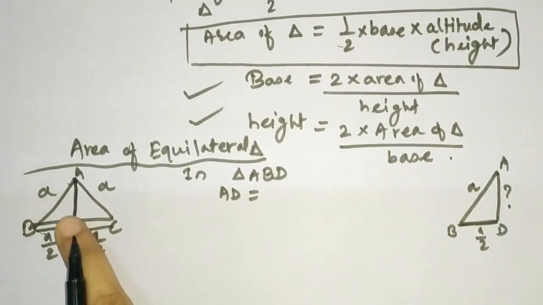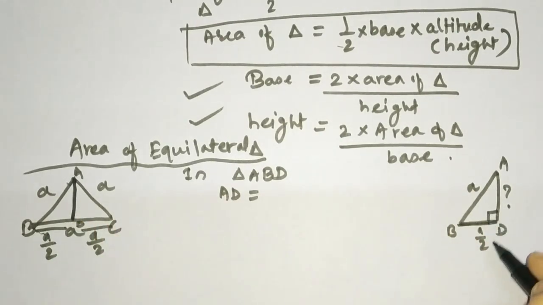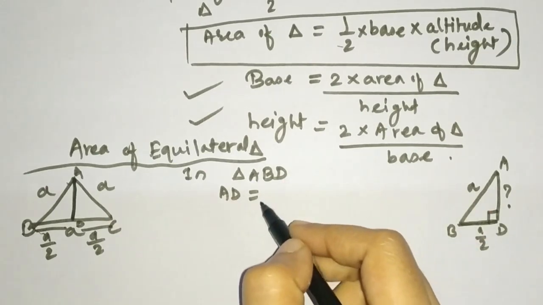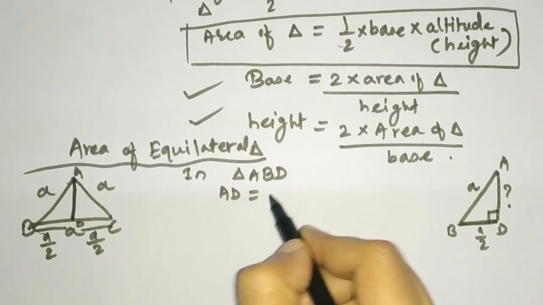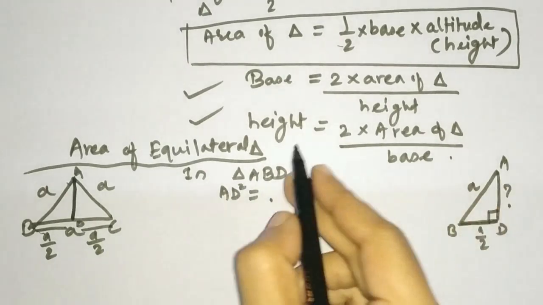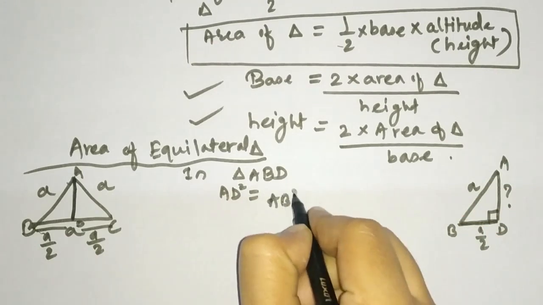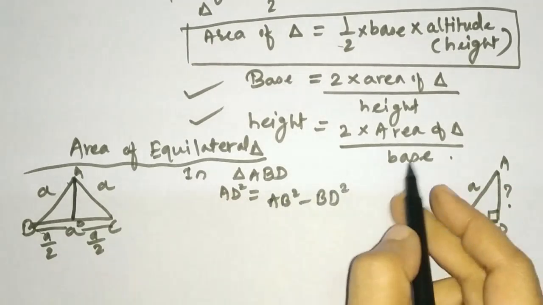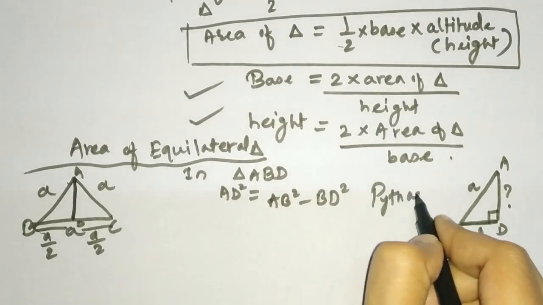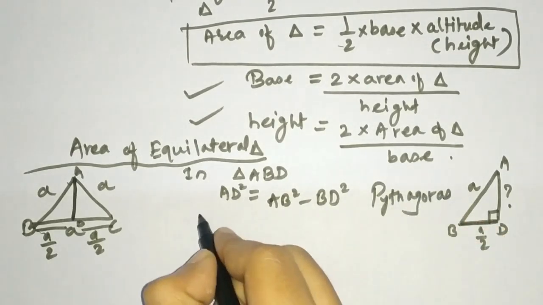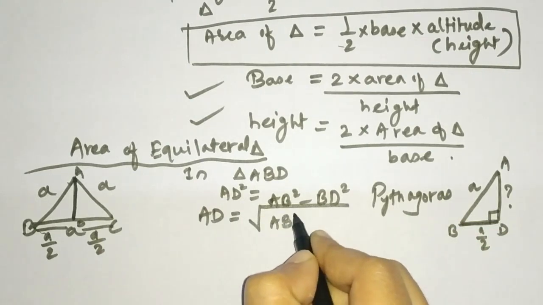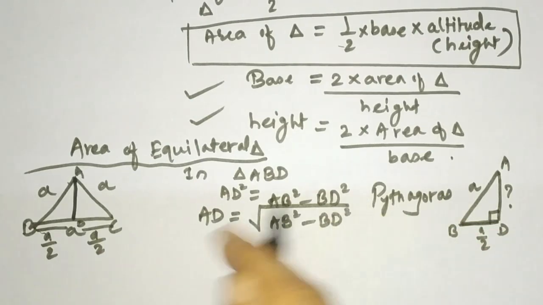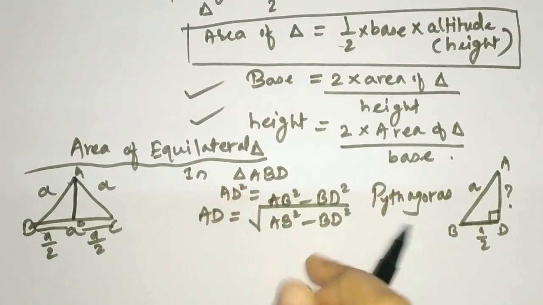So if you notice, this is a perpendicular AD here, so I can use Pythagoras theorem. So AD square, that is this square, is equal to AB square minus BD square by using Pythagoras. So I want AD. So AD is equal to root of AB square minus BD square. If you want to find out just AD, take a square root.